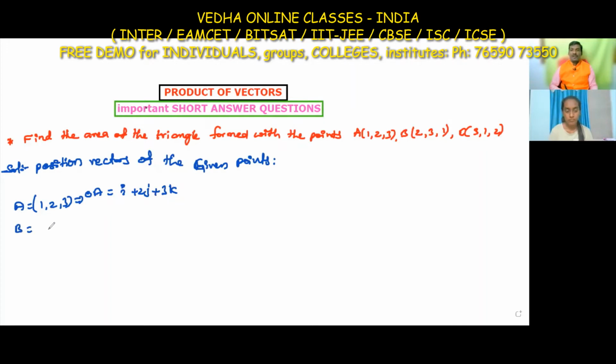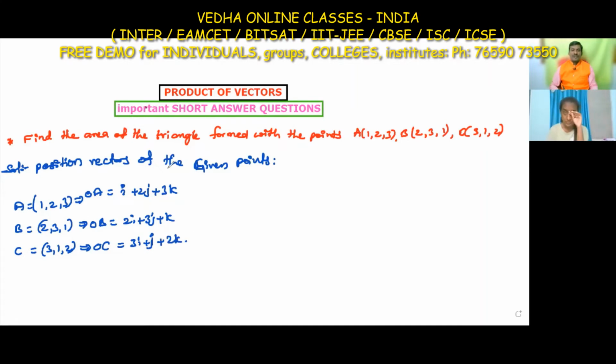The B point is 2, 3, 1, so OB is 2i plus 3j plus 1k. And C is 3, 1, 2, which implies OC is the position vector 3i plus 1j plus 2k.